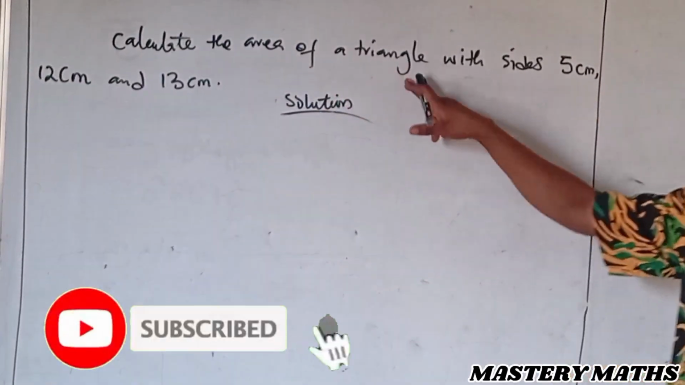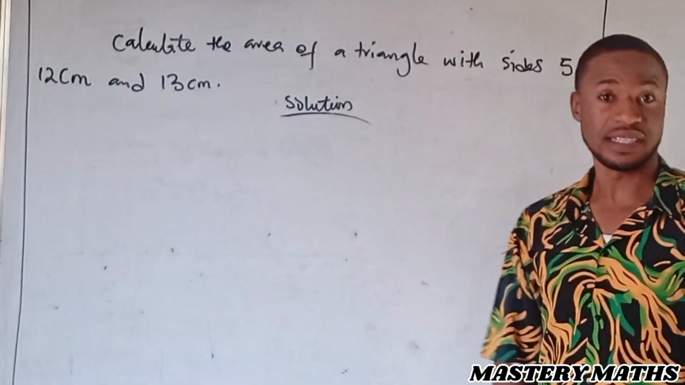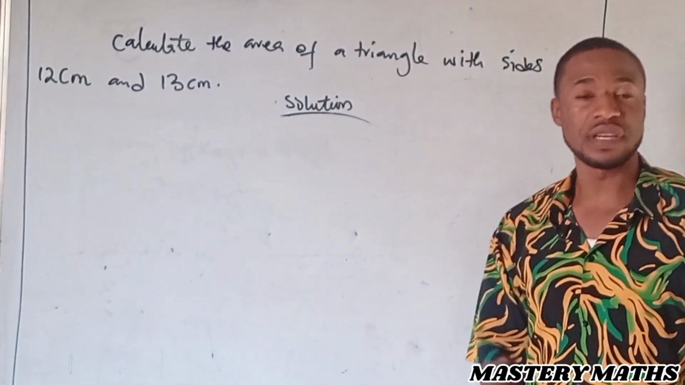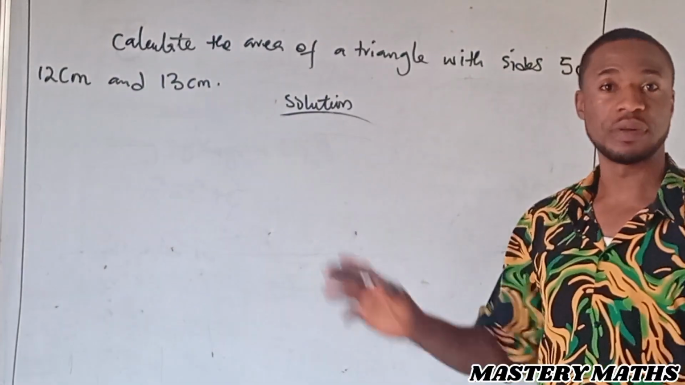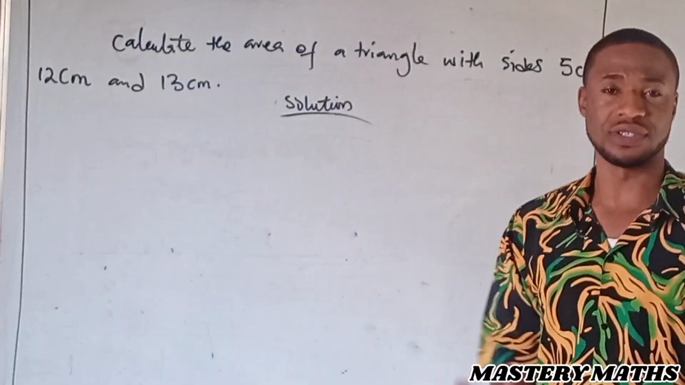Calculate the area of a triangle with sides 5 centimeter, 12 centimeter, and 13 centimeter. We have to calculate the area. Now, the area of a triangle is half base times height. And if you look at the question here on the board, the height is not given. Now, how do we check for the area where the height is not given?